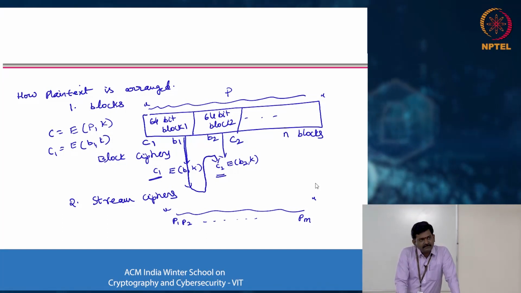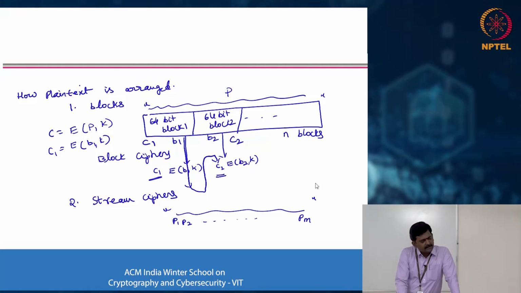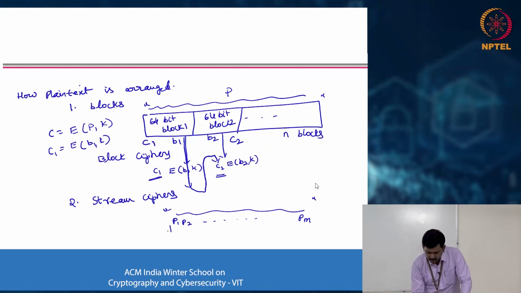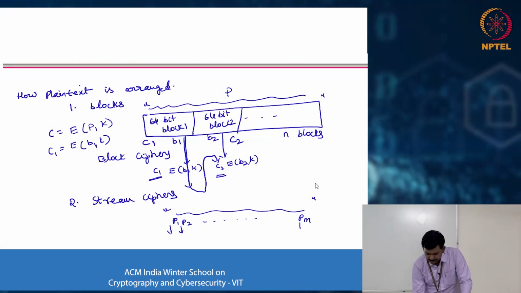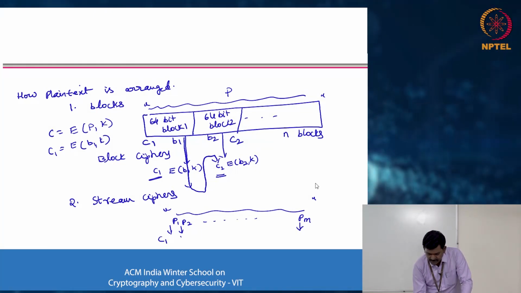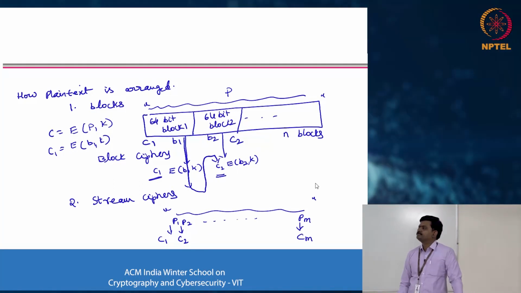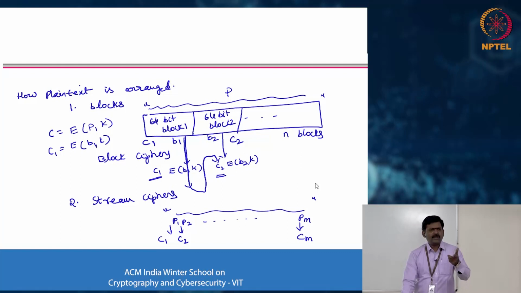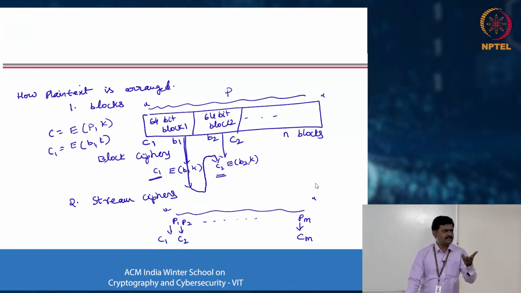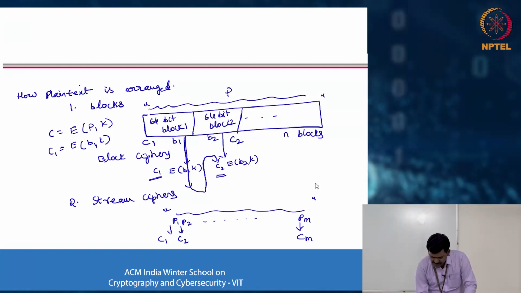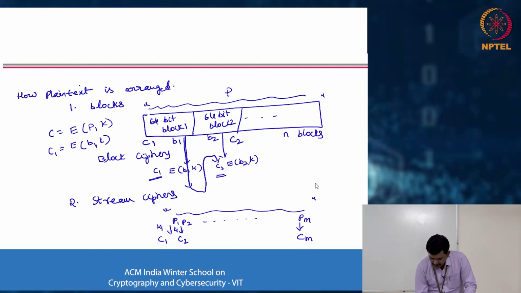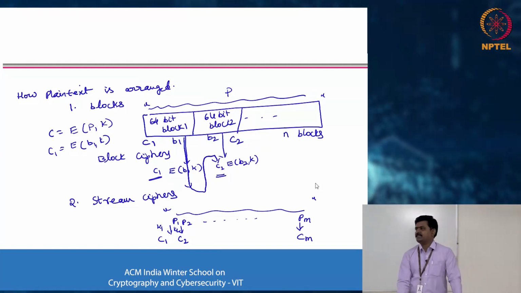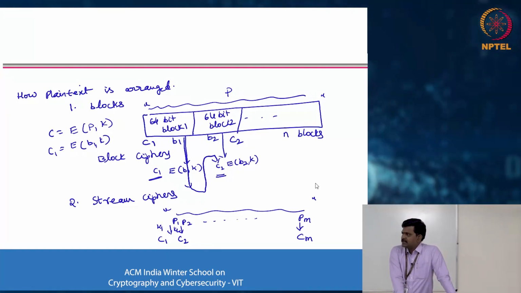What does the algorithm take? It takes the plain text alphabets and goes alphabet by alphabet, producing cipher alphabets C1, C2, and so on, CM. But for that purpose, what is needed is your key. What is the key? Key also has some alphabets. It takes K1, K2, the key alphabets, and produces the cipher alphabets.